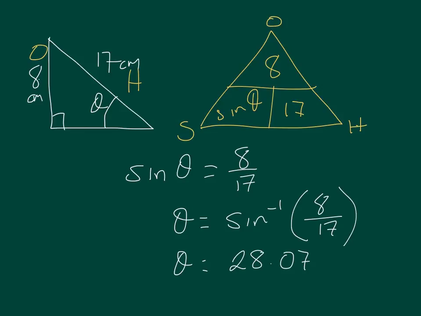28.07. Now with angles, we tend to round them to one decimal place. So if we round that to one decimal place, it becomes 28.1 degrees. Okay?